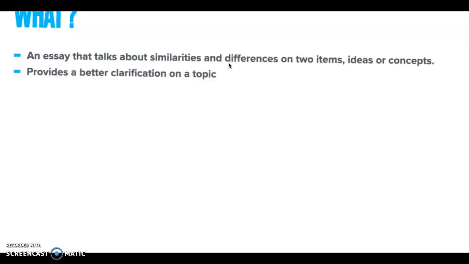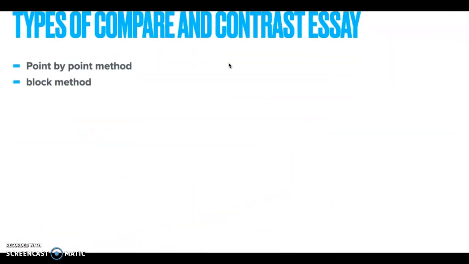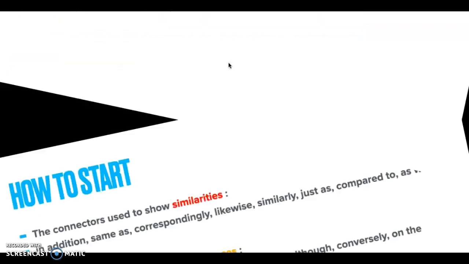Another vision of writing a compare and contrast essay is of course to provide a better clarification on a topic. There are two types of compare and contrast essay. The first one is called point by point method, and the second one is called block method. Both methods are well known as well as used by many writers, so it is up to you to choose which one you are comfortable with. There is no concrete way of saying that you need to use point by point method to get a better clarification, or you need to use block method. It is up to you on which one you want to choose as well as you are familiar with.